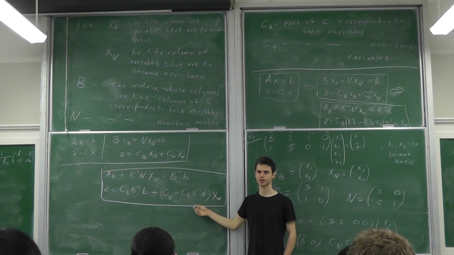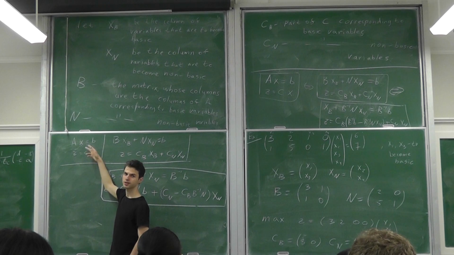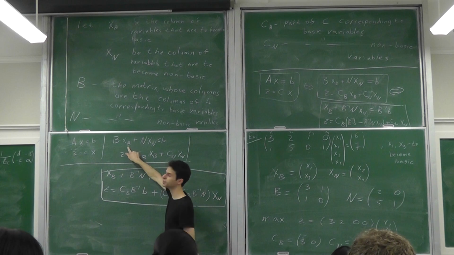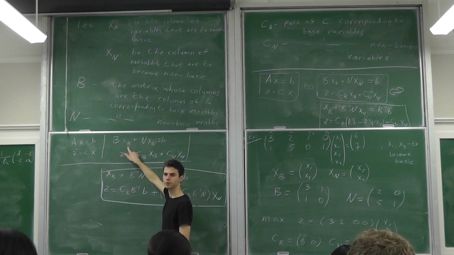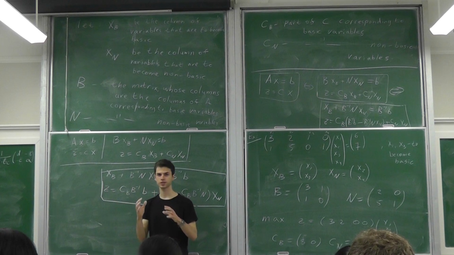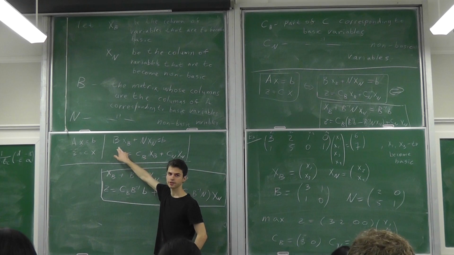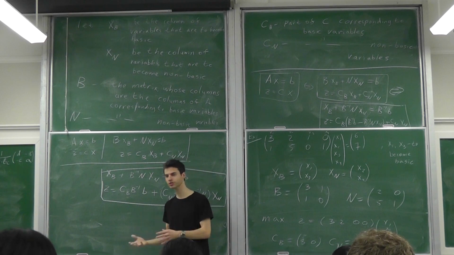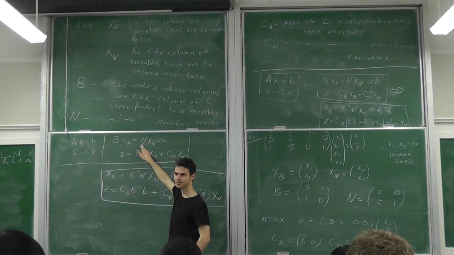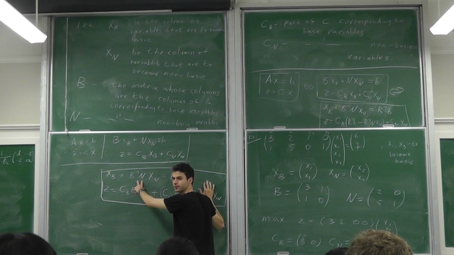Here's the answer. If you want the variables which are in the vector x_B to become basic, find out what is the part of A which corresponds to these variables, that's B. Find the one that corresponds not to these variables, that's N. And then this is the dictionary, this is the table.